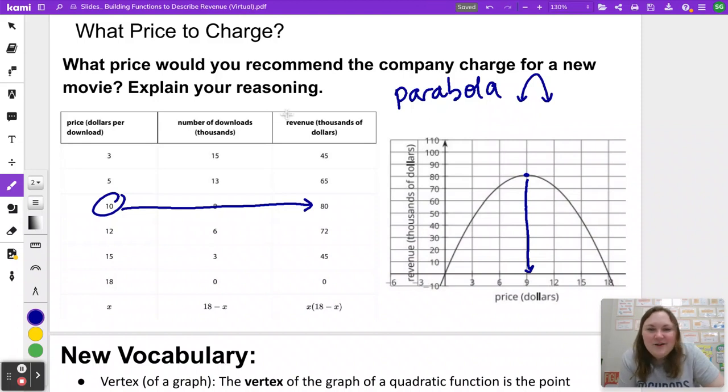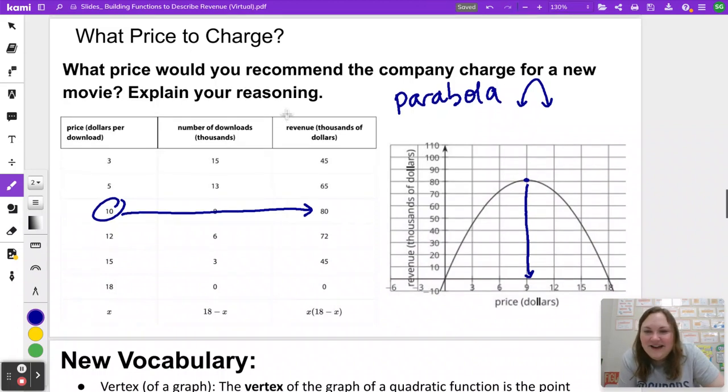It's not in here in the question, but I do also like to ask the question of, what would you not recommend they sell that movie for? And I've had students say, well, anything that's not $9, right? Because anything not $9, they're predicting to be less. And that is a very fair answer.